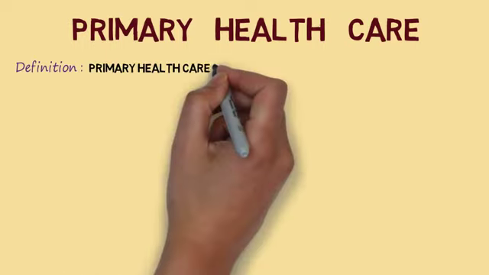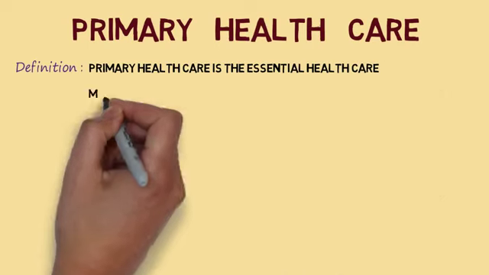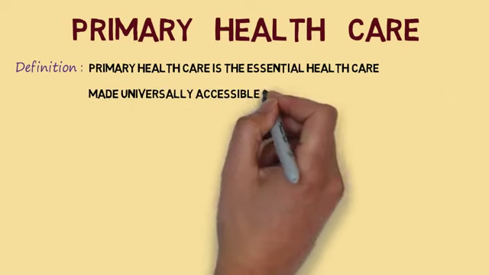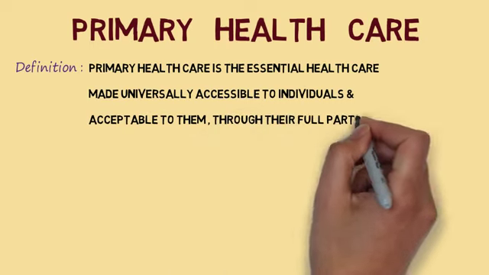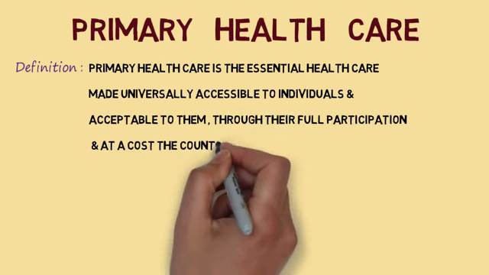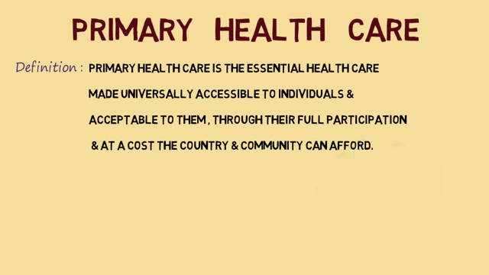Primary healthcare is the essential healthcare made universally accessible to individuals and acceptable to them through their full participation and at a cost the country and community can afford. Now, the definition in itself is pretty complicated and is bound to make you nauseous, but if you break it down just to the main points, then it gets pretty simple.